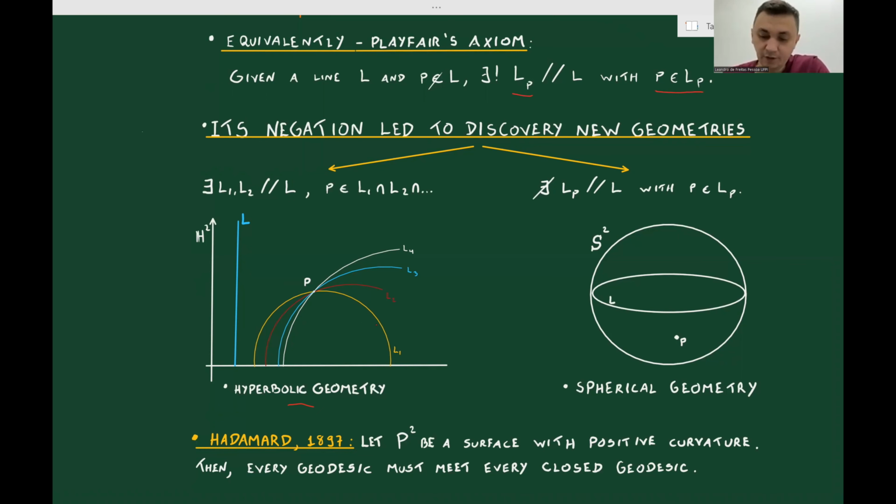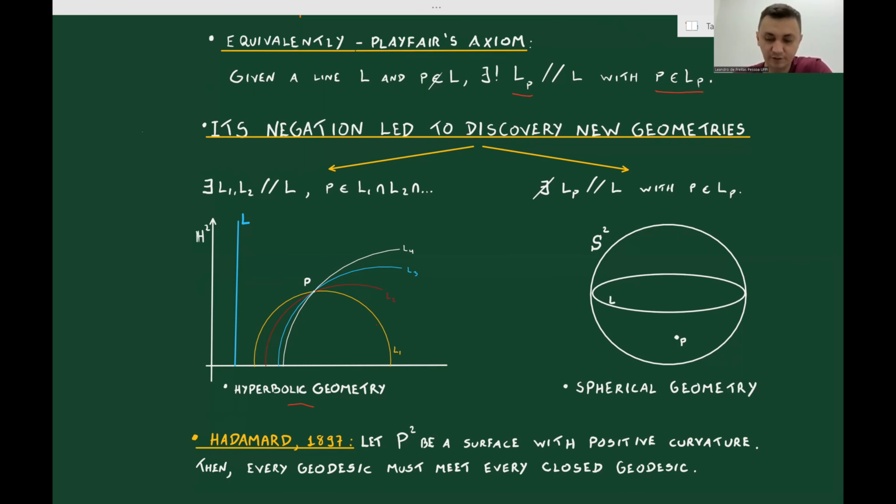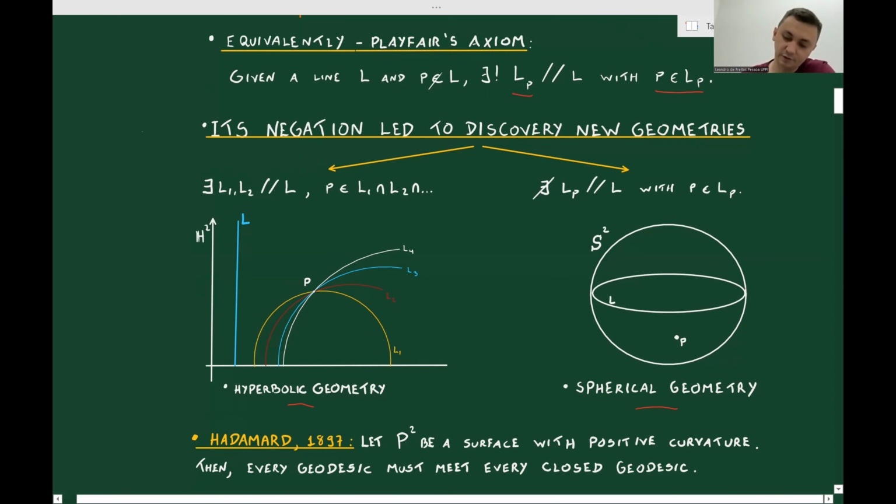Okay, and the other case is if you have no such line parallel to L. In this case, we have the spherical geometry. In the spherical geometry, if you just think of the geometry on a sphere, there are no lines parallel to a geodesic, which, in this case, are closed geodesics, this geodesic L. So there is no other line passing through P which is parallel to L. In this case, they must intersect, actually.